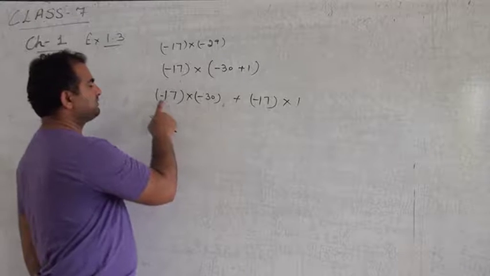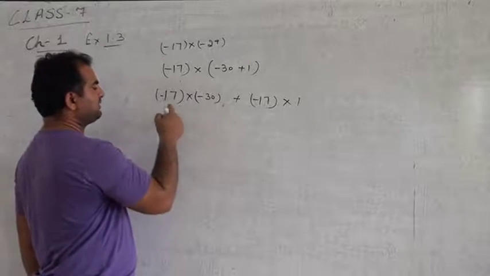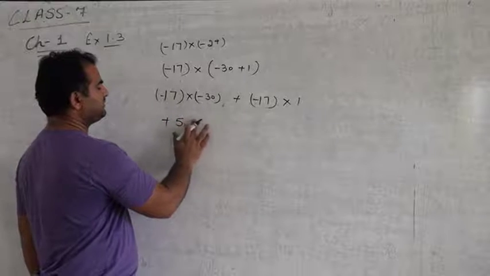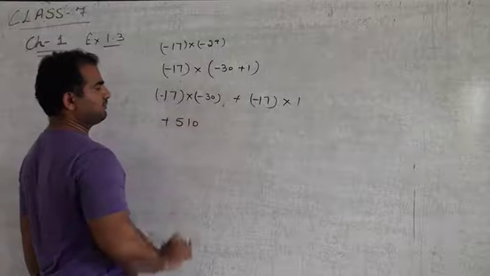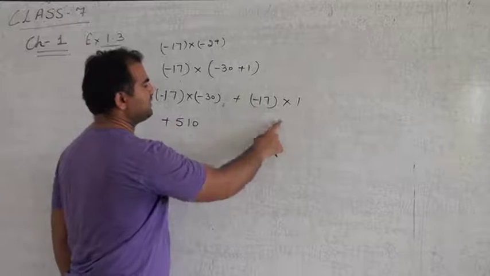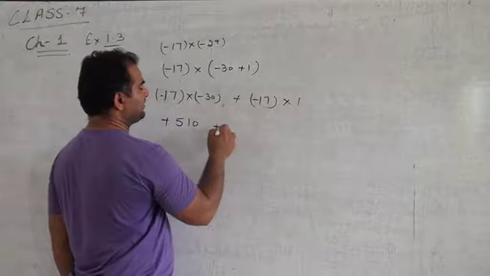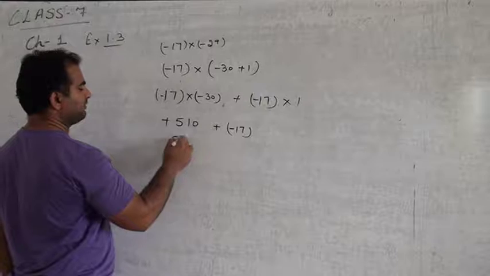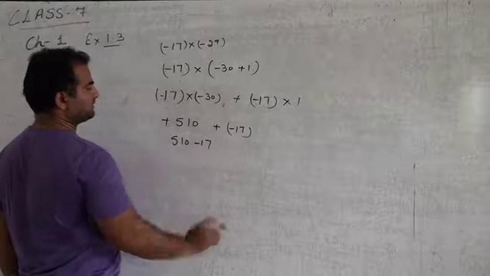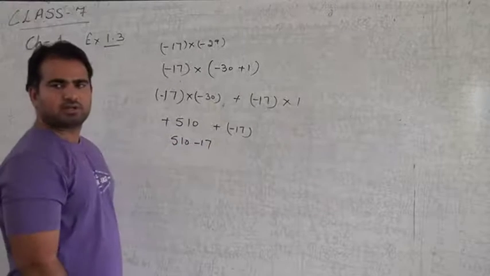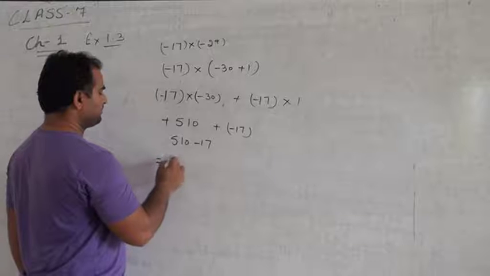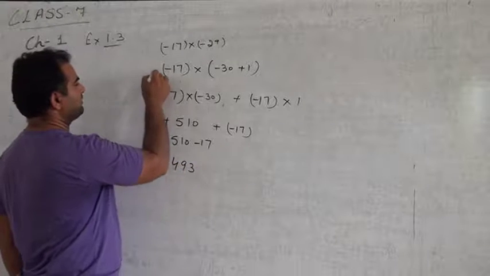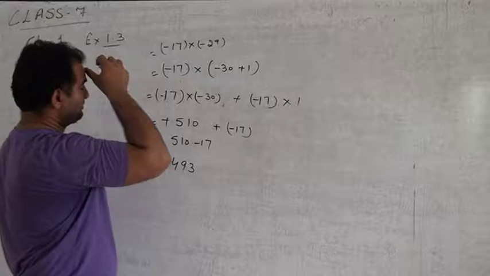Next step: minus into minus will be positive. 17 into 3 will be 510. Done? And what is 17 into 1? It will be plus minus 17. Next step will be 510 minus 17, equals 493. This is our final answer.